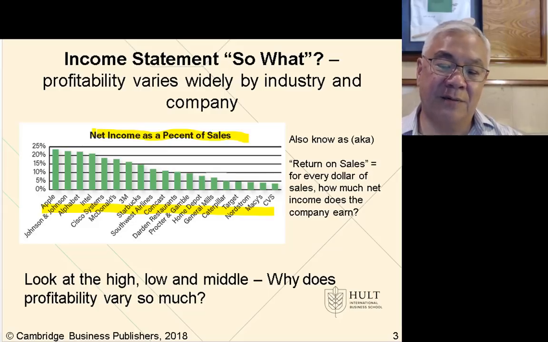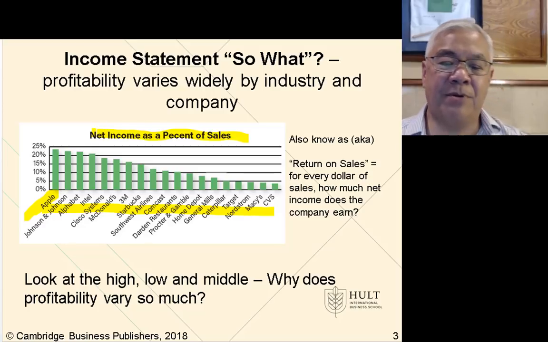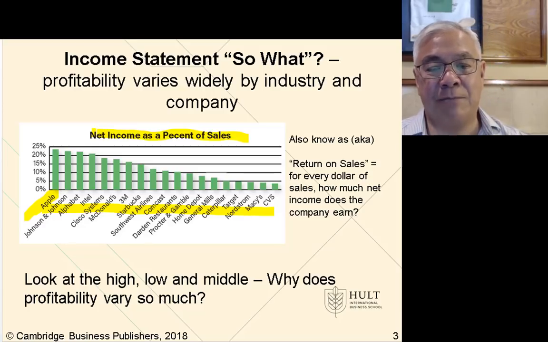That sounds pretty good. Well, that's where Apple is, right? We all know how profitable Apple is. So Apple has a very high, what we call, net margin. So for every dollar of sales, they make a lot of money.